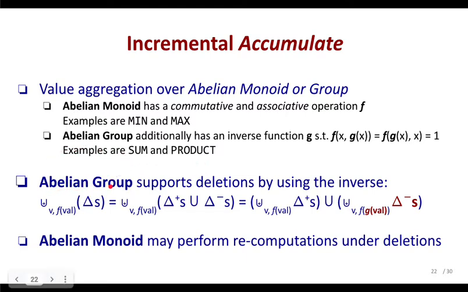For abelian group, we can easily support the deletions by using the inverse. For example, when we find some removed triangles, we simply decrement the counter value. For abelian monoid, we may perform recomputations of the accumulator under deletions. And for further details with possible optimizations, please refer to our paper.